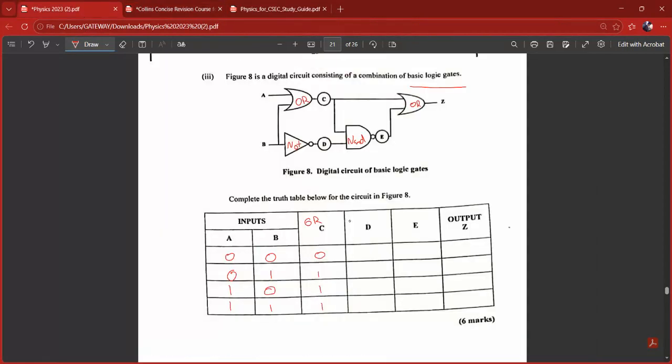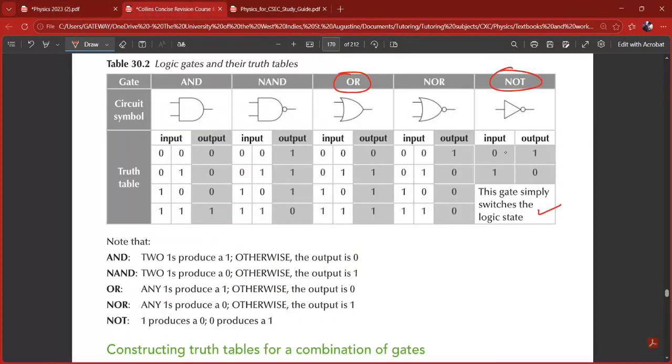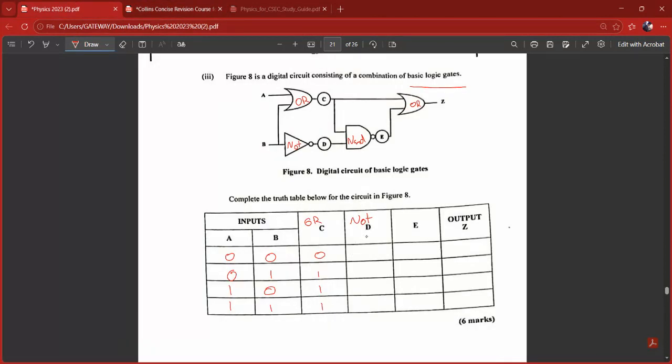Part D is a NOT. So you look over here, the gate simply switches the logic state. Remember, the input for part D is B. The input for C was B and A. So for part D, the input is just B. So it will be the opposite of what B is. So if B is 0, here will be 1. If B is 1, here will be 0. If B is 0, here will be 1. And if B is 1, here will be 0.